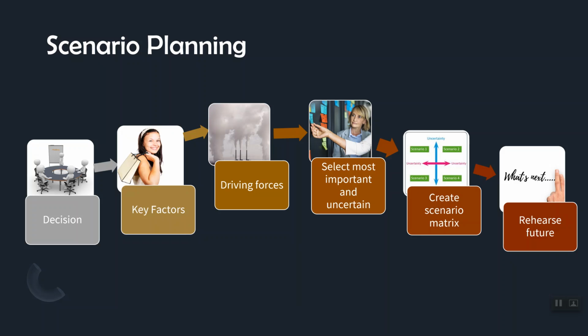Create the scenario matrix. We'll look at that on the next slide. And finally, rehearse the future. How does the decision look in each scenario? If the decision looks good in only one scenario, then it is high risk. How could your strategy be adapted to make it more robust? What are the signposts that identify which scenario is happening?